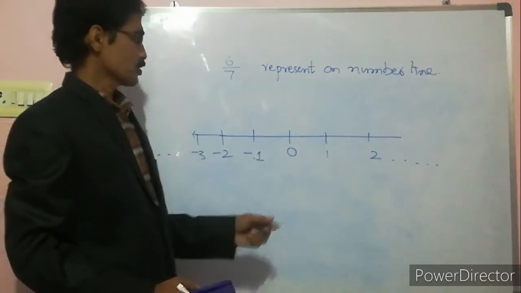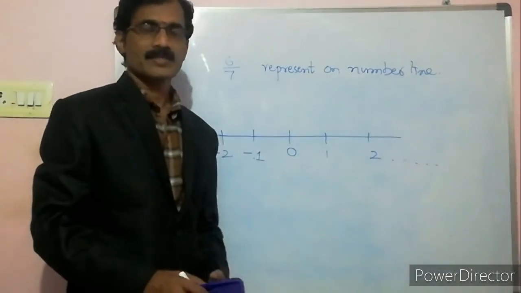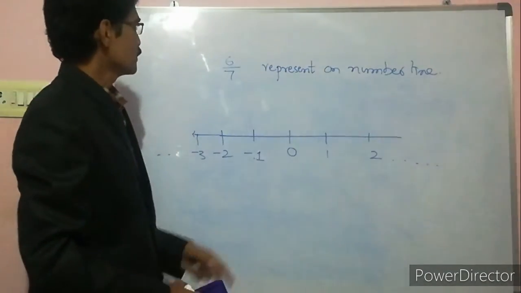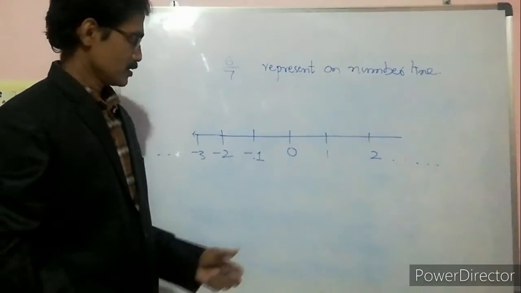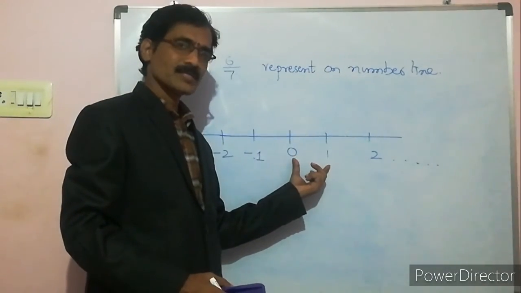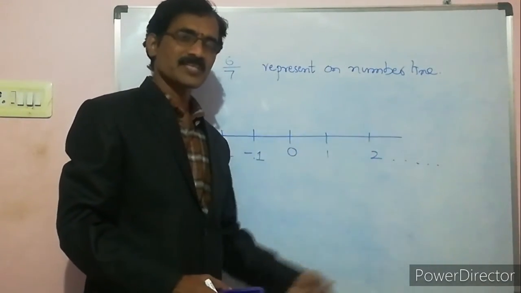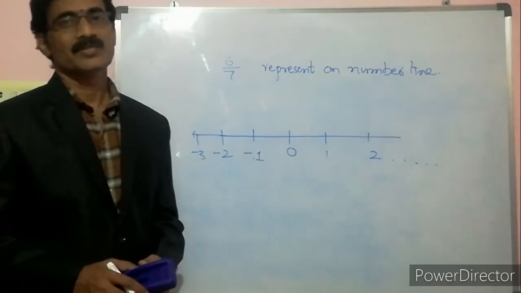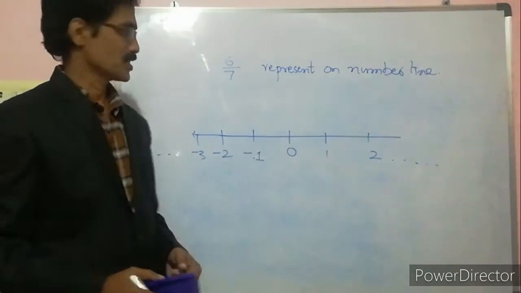It is positive, so it must be greater than 0. But where does it lie? Does it lie between 0 and 1? Or does it lie between 1 and 2? How can we know? What is the process?